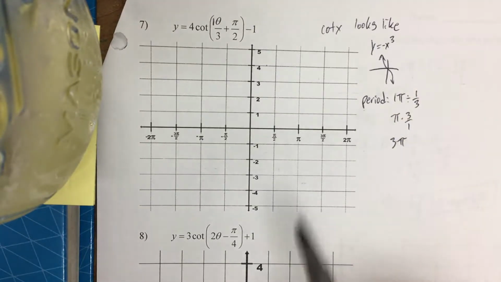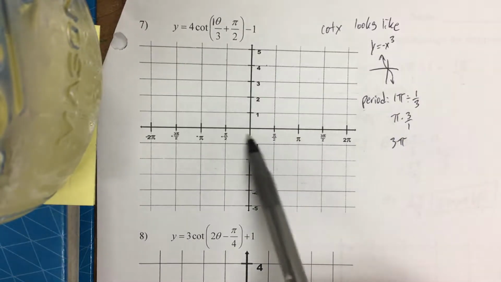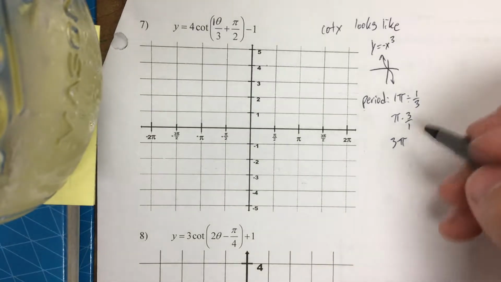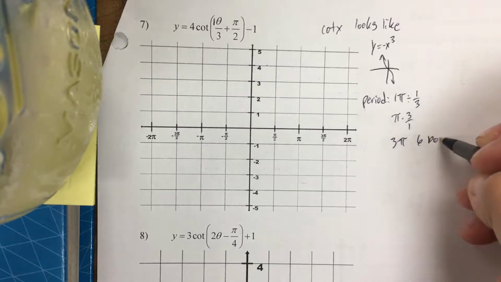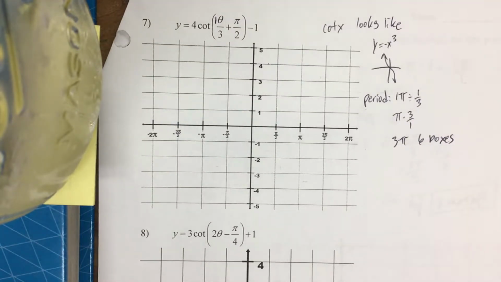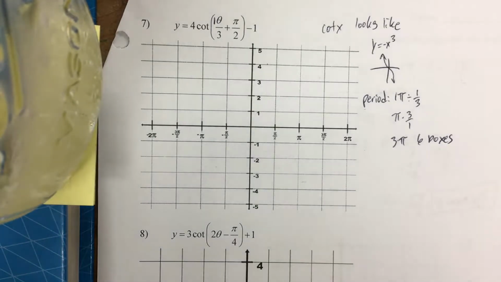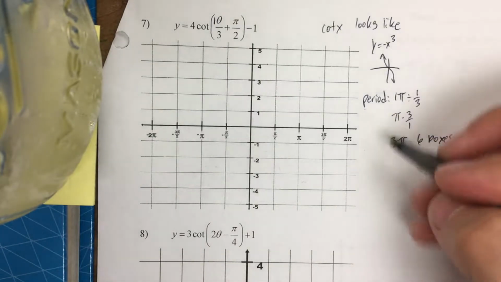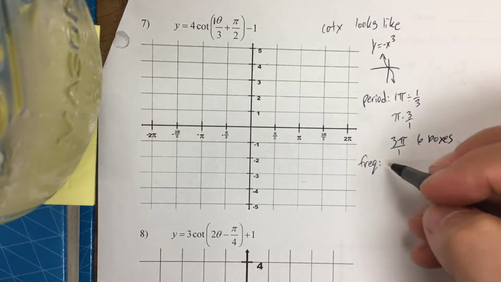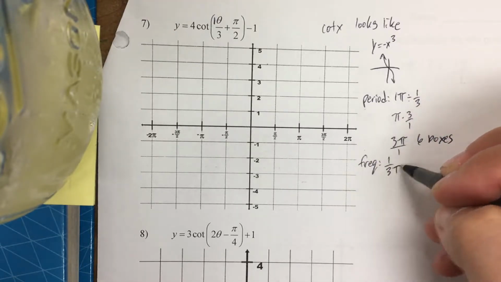Okay. Now in this case, how I've set up the graph is that each pi represents 2 boxes, so 3 pi would represent 6 boxes. So our entire period for one cycle of this graph will be 6 boxes in length. And with frequency, remember frequency is really easy. This is 3 pi over 1, so the frequency would be 1 over 3 pi.